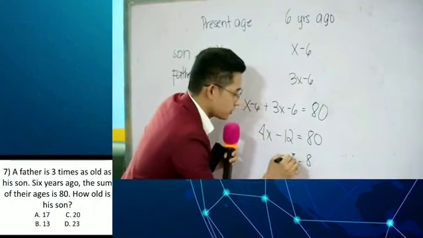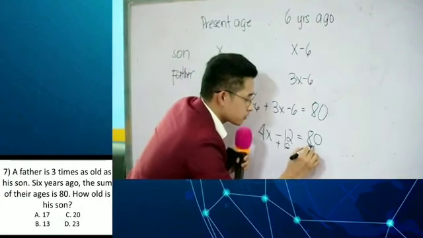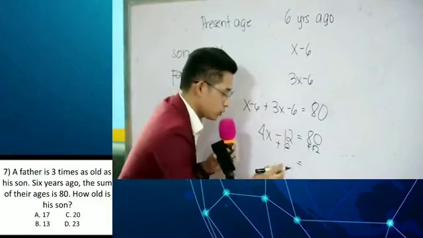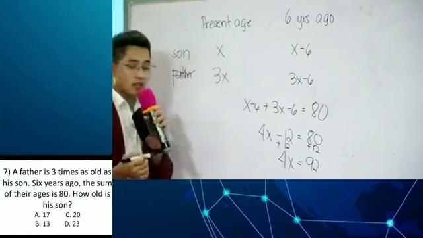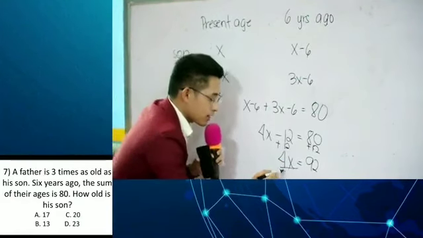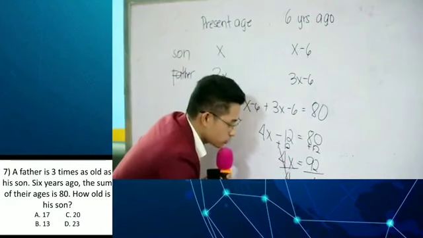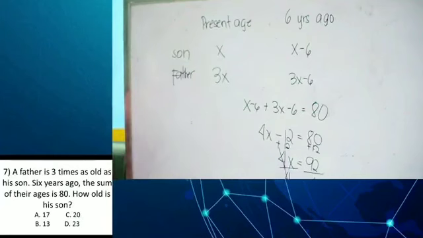So, add 12 to both sides. So, that is 92. 4x. Okay? So, to get the value of x, divide both sides by 4. So, x is equal to 23. Okay? But be careful. Okay?